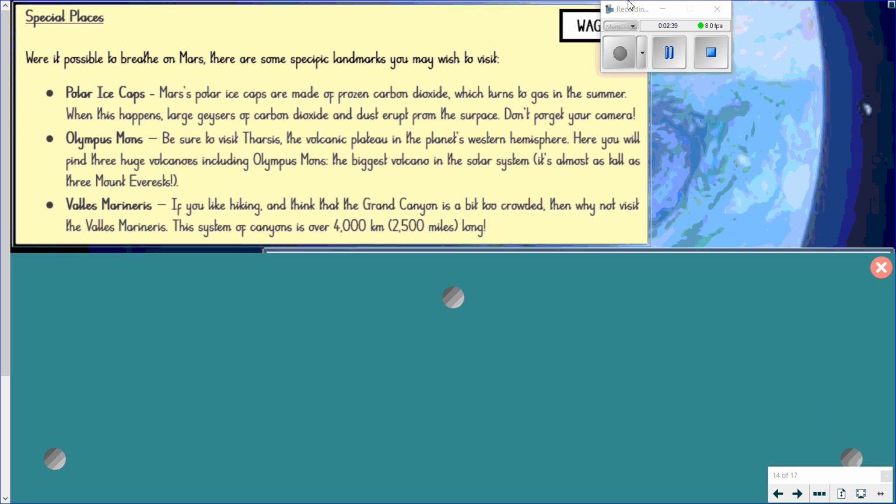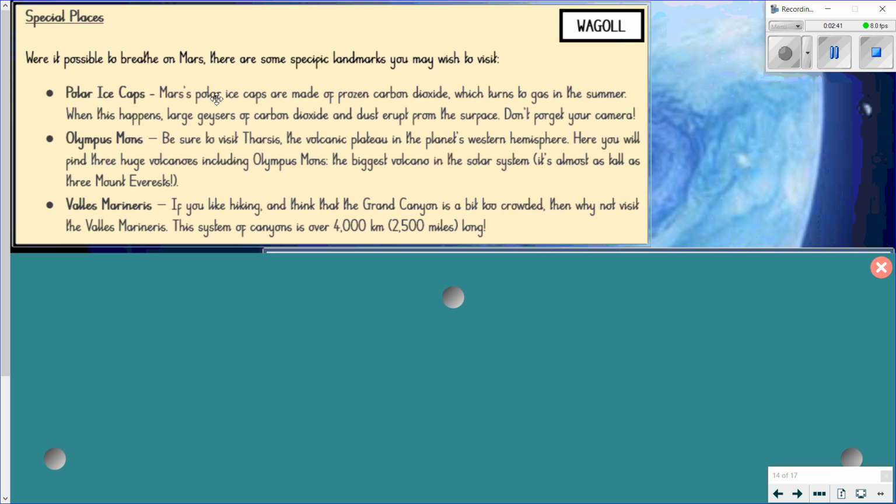And what I'm referring to here is the specific section where it uses organisational devices such as bullet points to organise the writing in a slightly more easy to read way for the reader. So it says special places. Were it possible to breathe on Mars, there are some specific landmarks you may want to visit. And then it uses a colon to introduce those landmarks. And then using bullet points slightly indented, we've got a bullet point with the name of the place and then a dash. It says the polar ice caps. Mars's polar ice caps are made of frozen carbon dioxide, which turns to gas in the summer. Relative clause there. When this happens, large geysers of carbon dioxide and dust erupt from the surface.